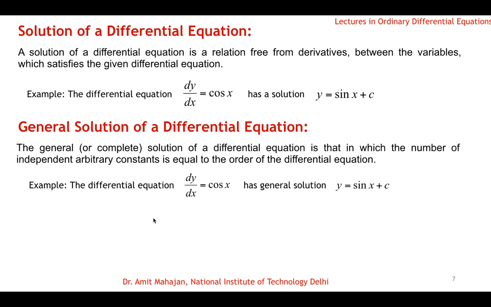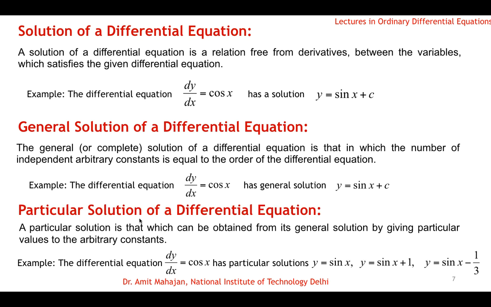The other type of solution is called the particular solution. A particular solution is one which can be obtained from its general solution by giving particular values to the arbitrary constants. Again, say dy by dx is cos x. This is a differential equation. It has solutions y is equal to sin x, y is equal to sin x plus 1, y is equal to sin x minus 1 by 3, and so on. There can be many others. By using c value 0, c value 1, c value minus 1 by 3, that is, by giving particular values to the arbitrary constants, we can write the particular solutions to the differential equation.